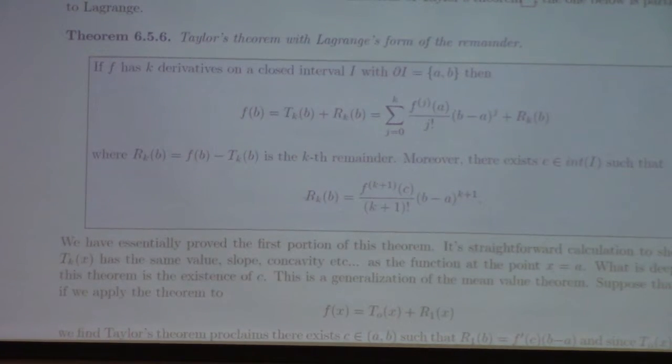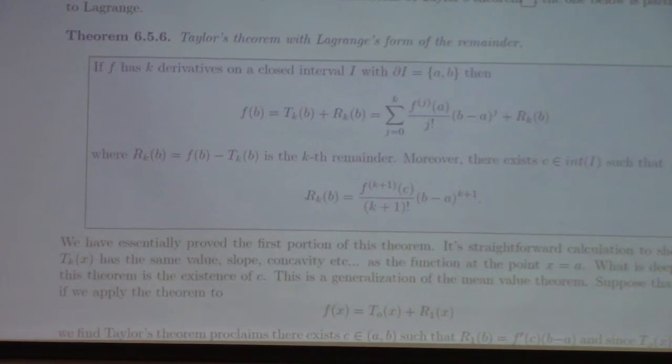If you look at the one I stated over here, and in the textbook in 12.6, it's the same theorem. It's just that he has a equals 0 and b equals x. So x is playing the role which b plays here, and the c is again some number between x and 0.